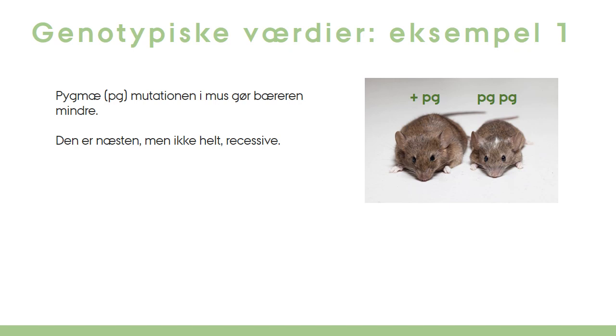So it's almost completely recessive, meaning that when you're heterozygote, you're a little bit smaller than the homozygote for the wild type. But it's only when you're homozygote for the recessive that you're really tiny. So these are the observations that we made.